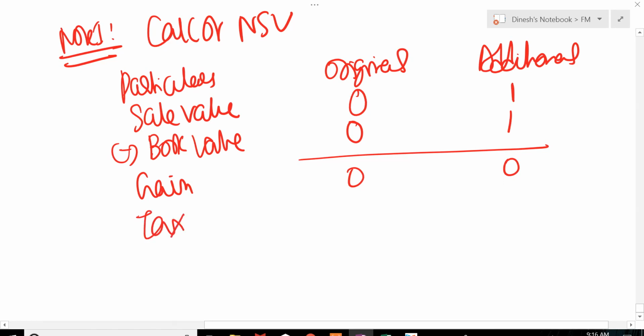Tax will also be 0 and 0. Any doubts on this? Let me know in case there's a doubt here. Gain is 0 and 0. Tax is 0 and 0. NSV is 0 and 1. It is sale value plus or minus tax. NSV is 1. Any doubts on this?